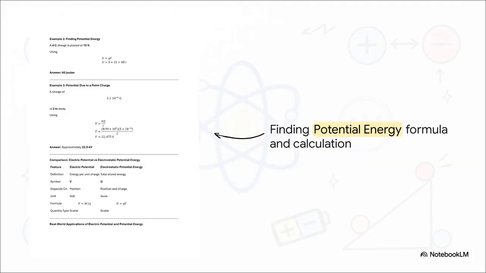But what if we want to find the total stored energy? To find the potential energy, which we physicists love to represent with the letter U, we just reverse our equation. U equals Q times V. You just multiply the amount of charge by the electric potential of its location.